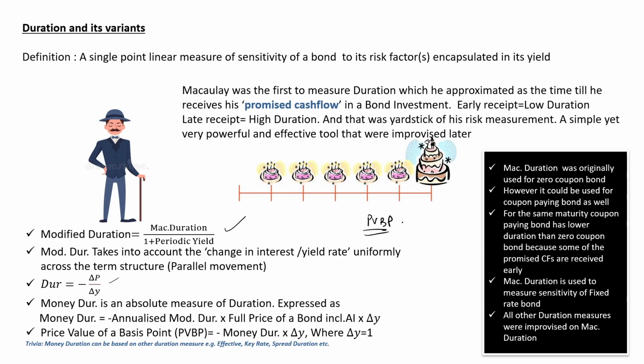The PVBP, what it means is that 1 basis point is equal to 1/100th of a percentage, which in your fraction form or decimal form forms part of this. You can do the math yourself.